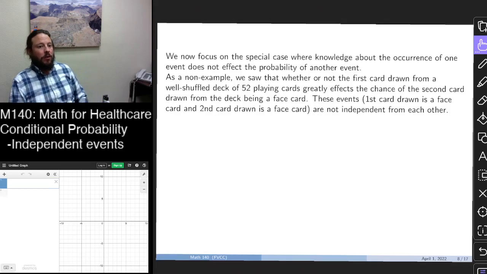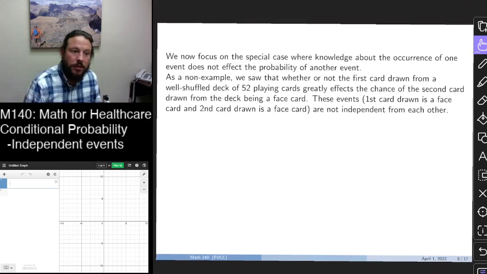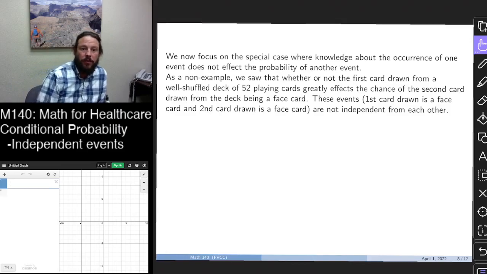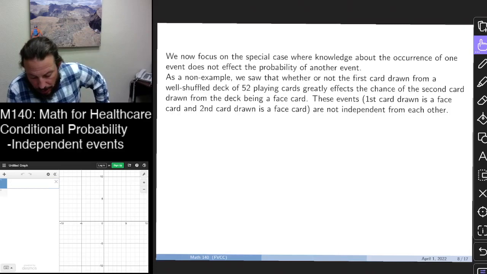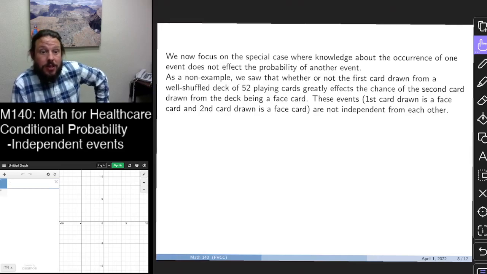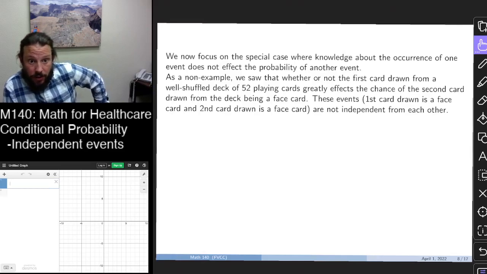We're going to continue on with conditional probability, and one of the things that come out with that is certain events we call independent events. So let's see what we're talking about. Independent events are a special case where the knowledge about the occurrence of one event does not affect the probability of another event.